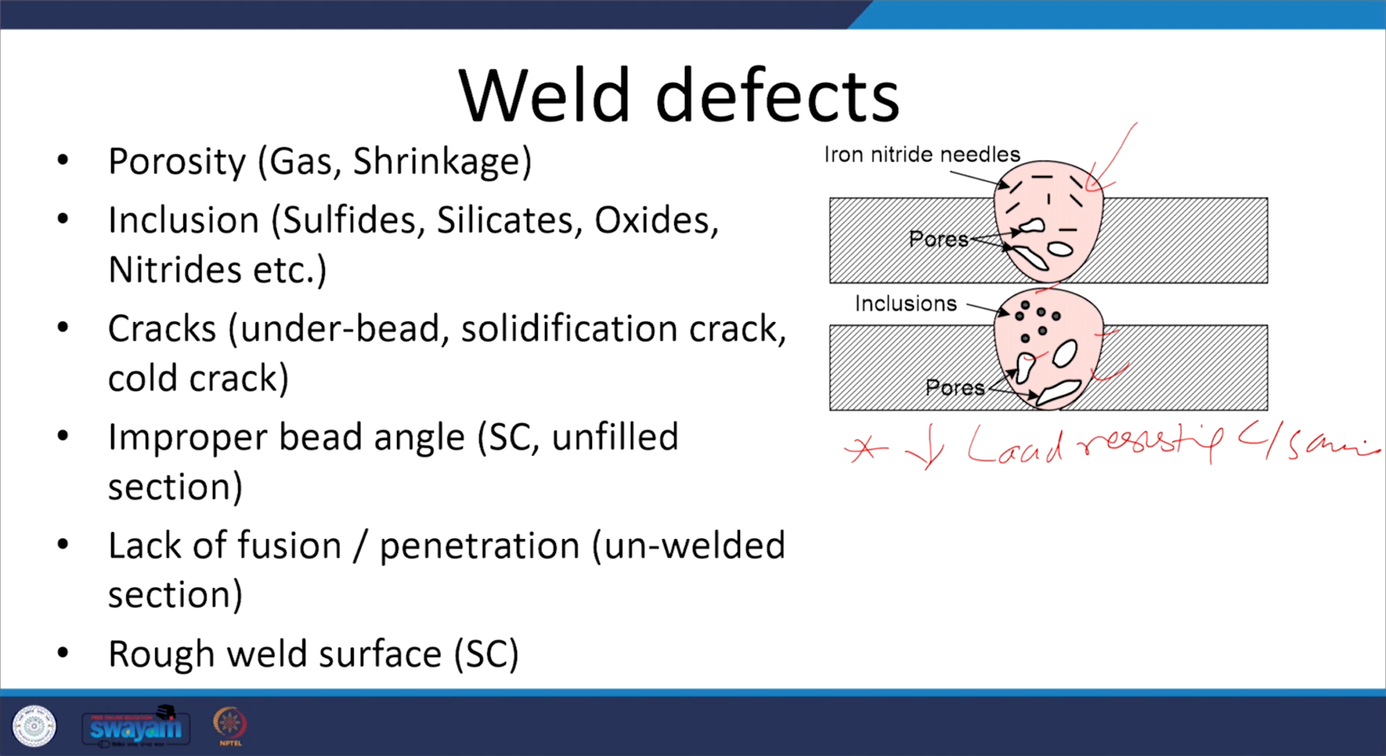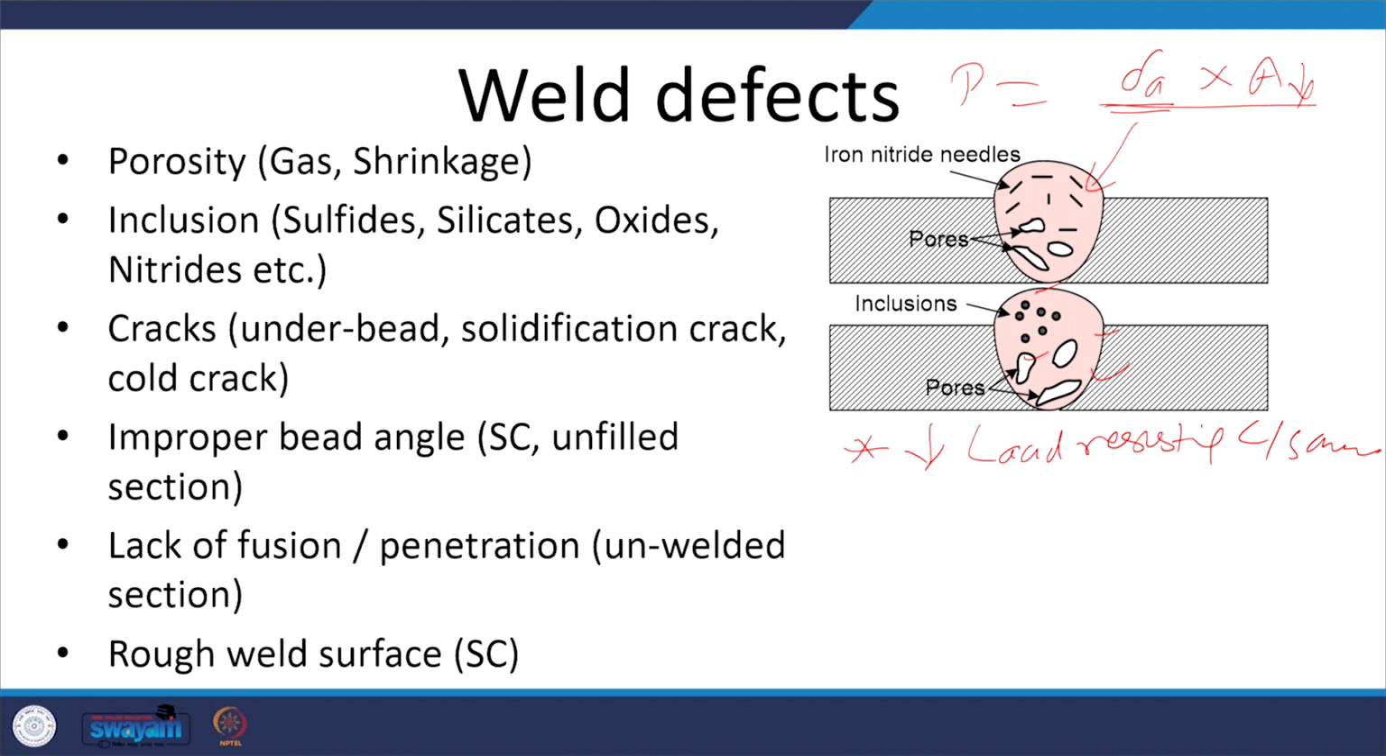Okay. If the load resisting cross sectional area is reduced, then the metal's ability to take up the load is reduced. Like say the metal's ability to take up the load is sigma A; if the load resisting cross sectional area is reduced, then obviously the load carrying capacity is minimized. So, the greater the reduction in A, the more will be the reduction in the load carrying capacity.